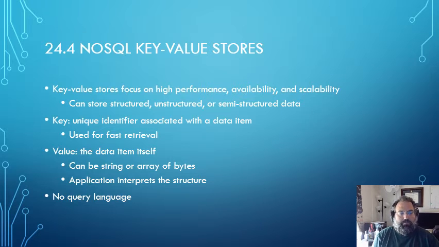When we talk about NoSQL key value stores, a key value store focuses on high performance, availability, and scalability, and can store structured, unstructured, or semi-structured data. A key is a unique identifier that's associated with a data item, used for fast retrieval. The data item itself can be a string or an array of bytes. The application that's reading that array of bytes or string does the interpretation of the structure. There is no query language.